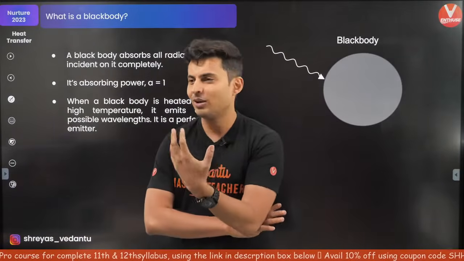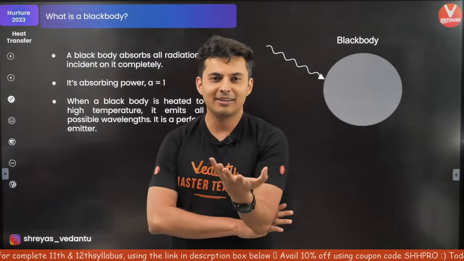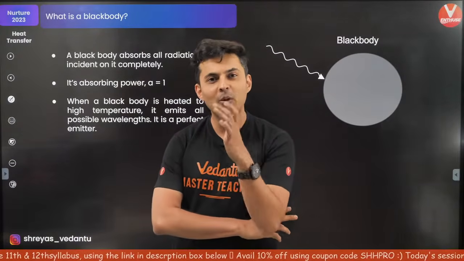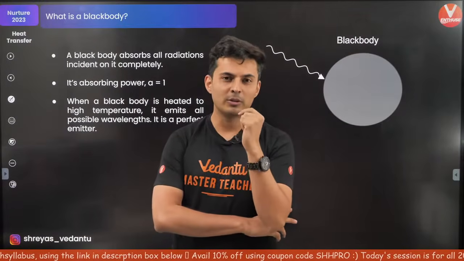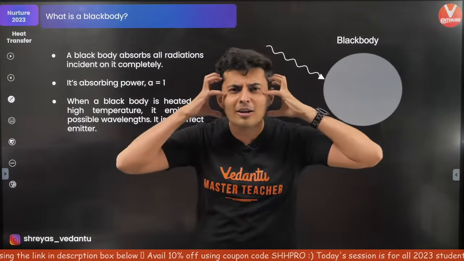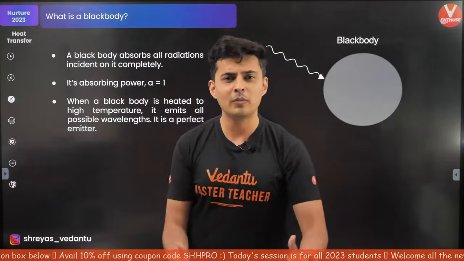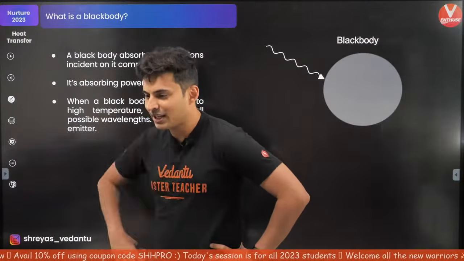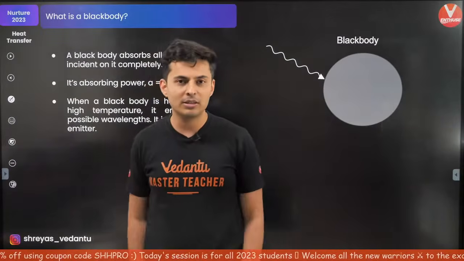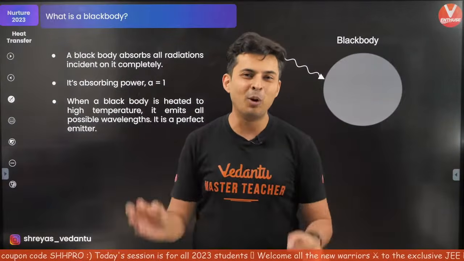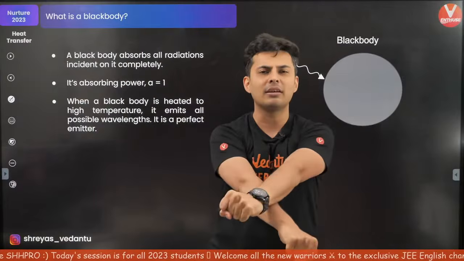Students' reaction is like, what is sir talking about? Really? A black body can be orange, a black body can be yellow also. Students are like, what? Sir is saying black body can be yellow. Yes, black body can be yellow. Black body can be orange. It's just a body which can absorb everything.